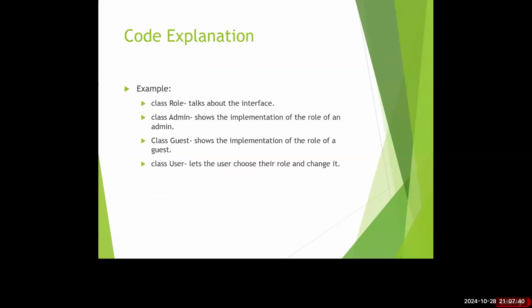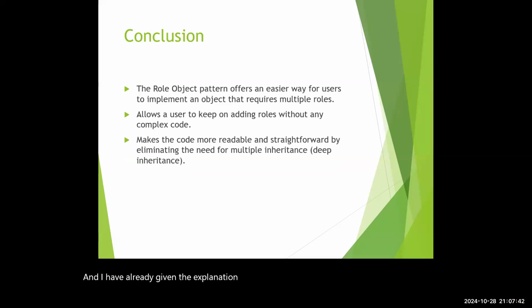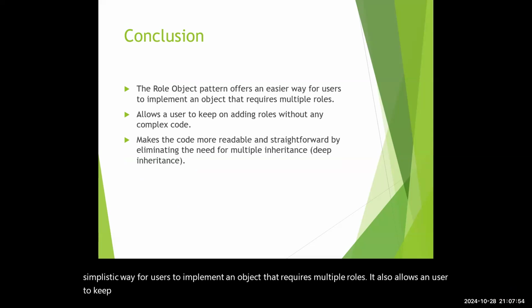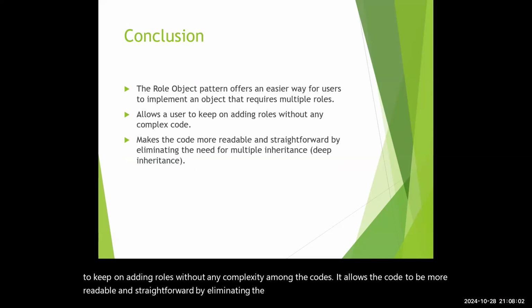And I have already given the explanation of the code. All in all, the role object pattern is a simplistic way for users to implement an object that requires multiple roles. It also allows a user to keep on adding roles without any complexity among the code. It allows the code to be more readable and straightforward by eliminating the need for multiple inheritance.